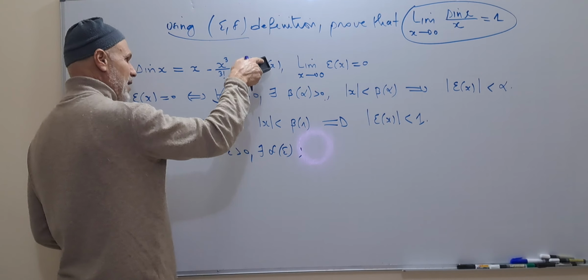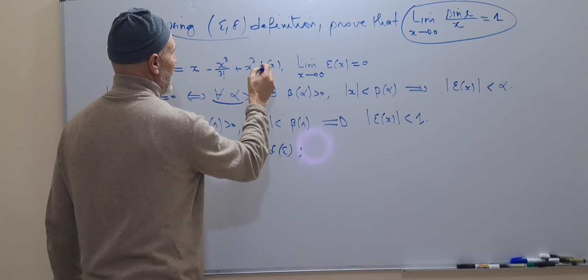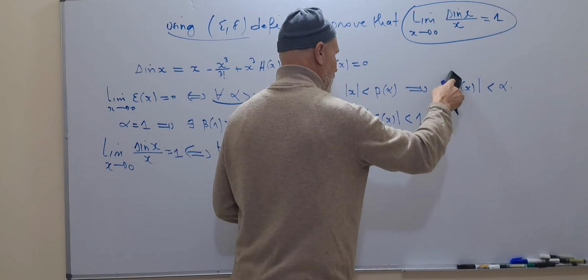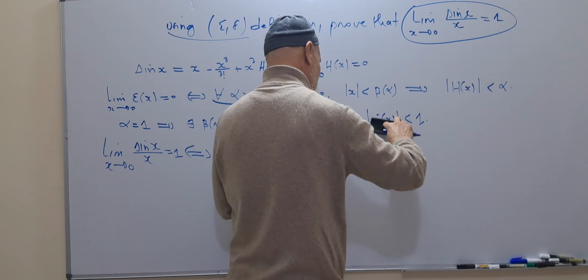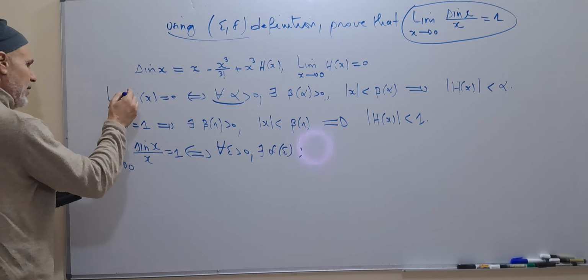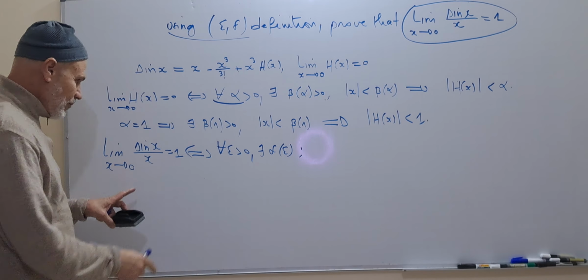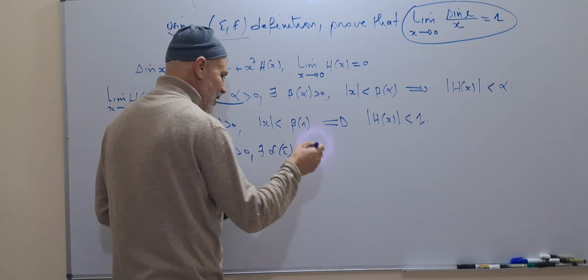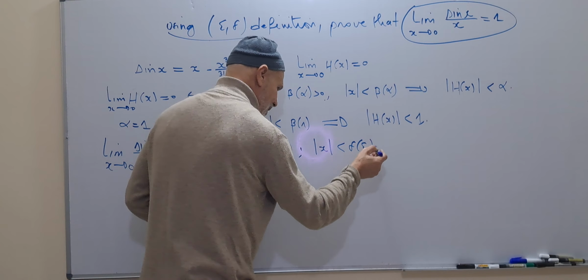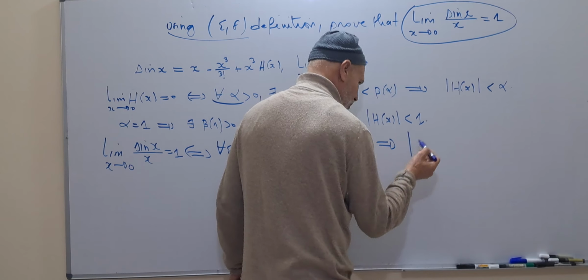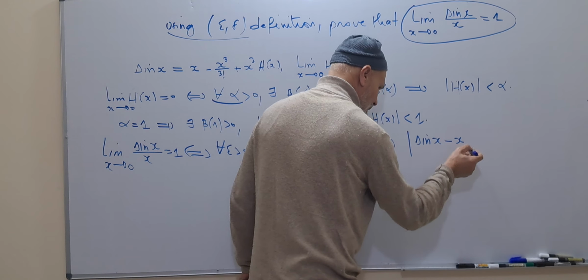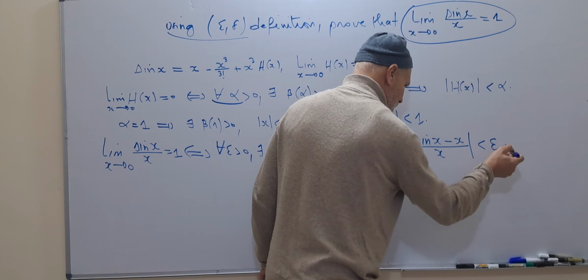To avoid this problem, we can call this h of x. For all epsilon greater than 0, can we find delta of epsilon such that for all x in the domain of definition and verifying absolute value of x less than delta of epsilon, this implies that the absolute value of sine x divided by x minus 1 is less than epsilon.